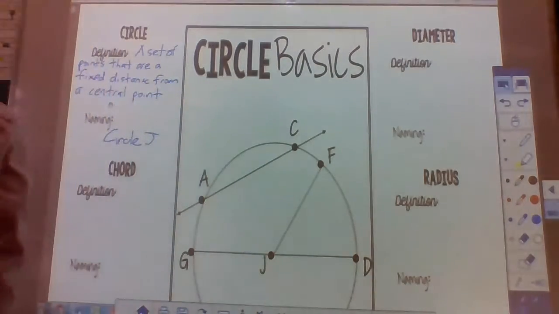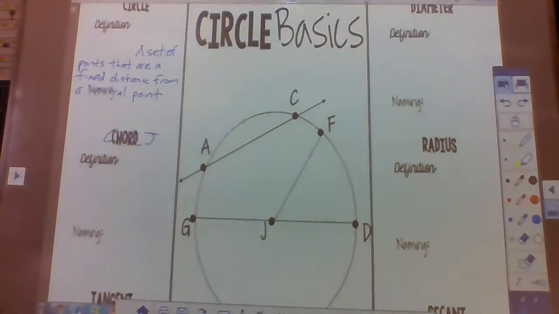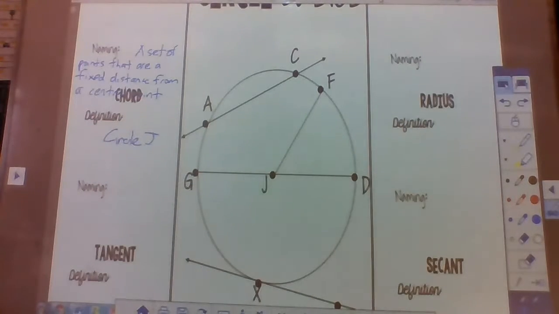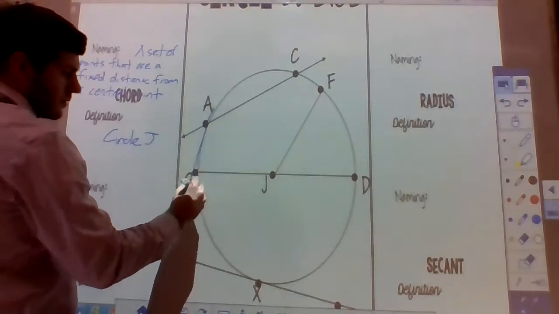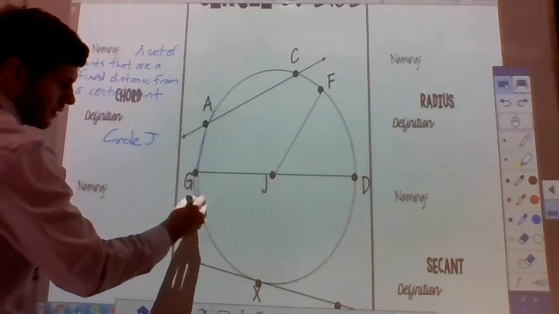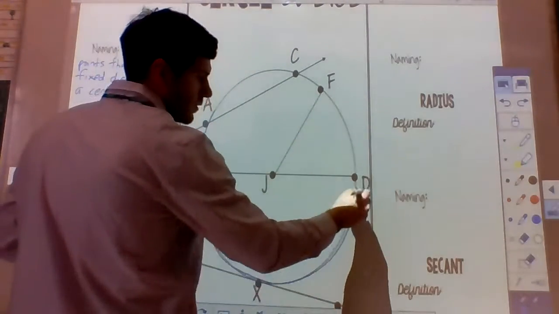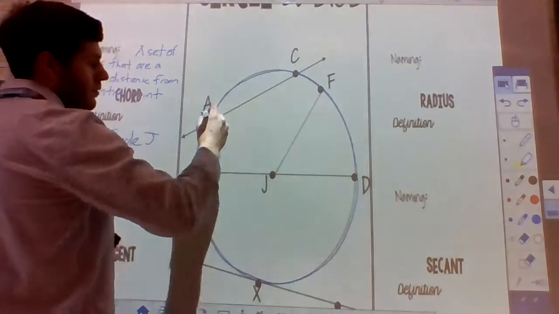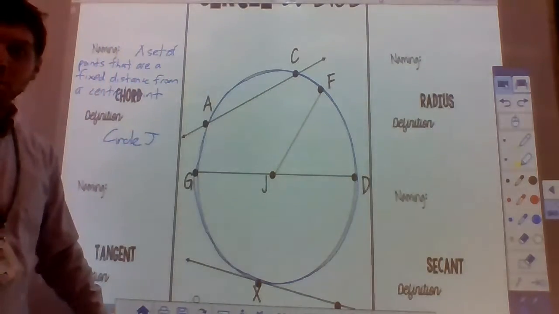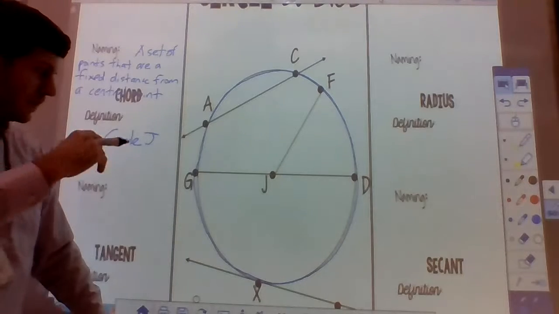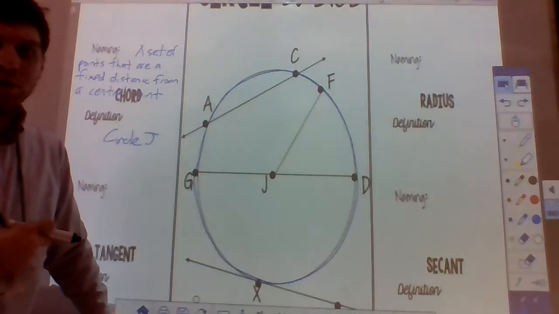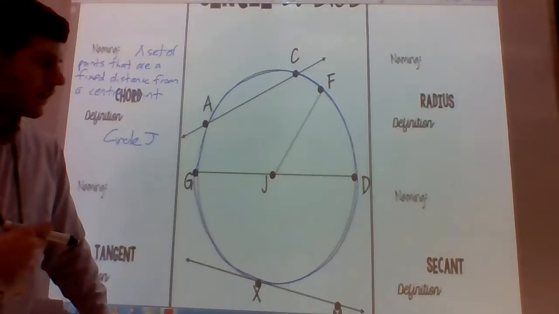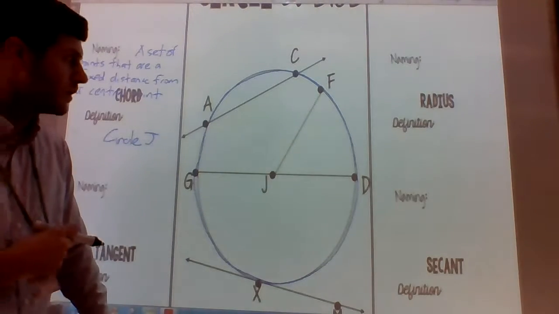The only thing that's part of the circle is going to be right here. This is what the circle is comprised of: a set of points that go around a line that's forming a loop, I guess is the way you can think of it. It's just all the points that are an equal distance away from point J.